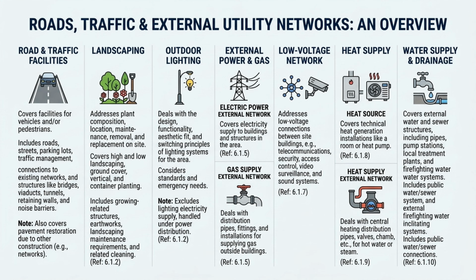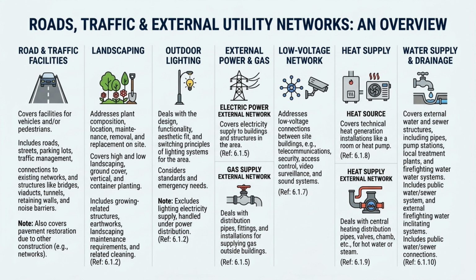Heat supply is managed in two main parts: the heat source and the network that distributes the heat. The heat source might be a boiler room or heat pump, whichever generates the heat needed by the site. The heat supply network then circulates the heat, often as hot water or steam, through the pipes and valves to all the buildings that need it.